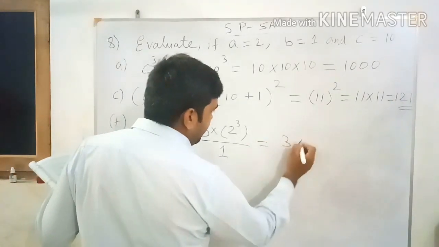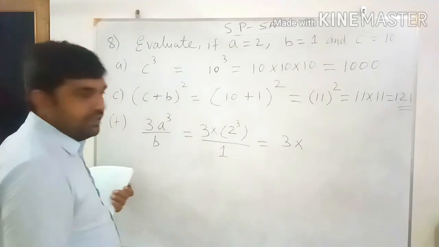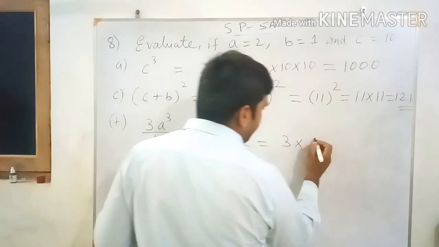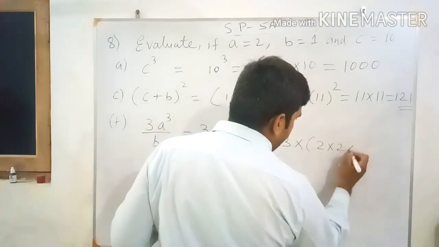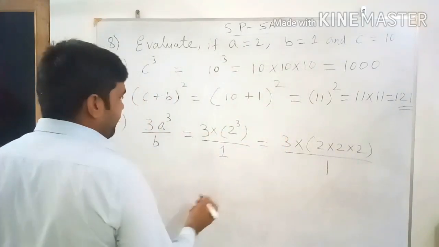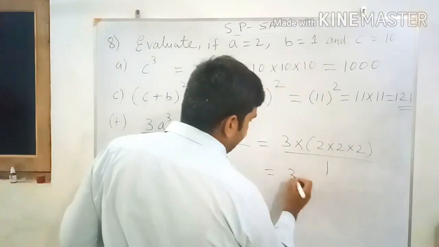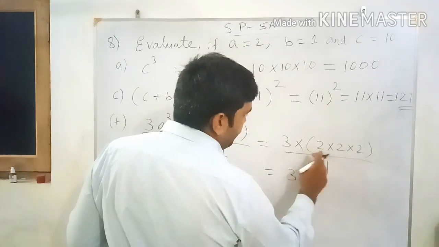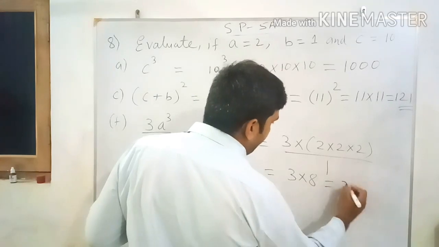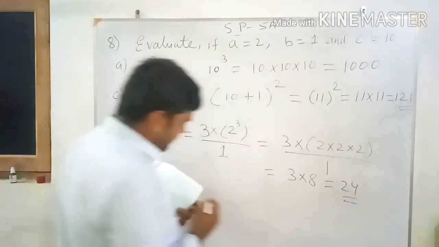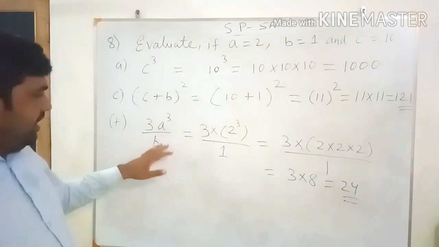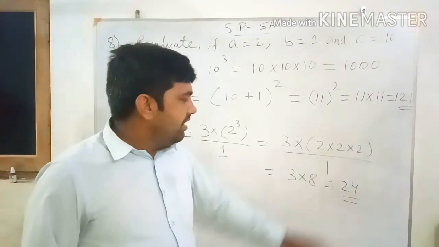3 multiply. The value of 2 cube is 8. The value of 2 cube will be what? 8. 2 cube means multiply the 2 by itself 3 times. 2 multiply 2 multiply 2, and 1. See what you got as the result. 2 twos are 4, 4 twos are 8. 3 into 8 upon 1. That is 3 eights are 24. So here what we got as the result? 3 eights are 24. The value of this expression, the value of this polynomial is 24.